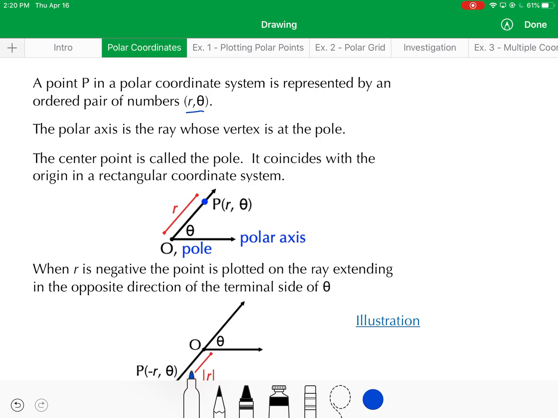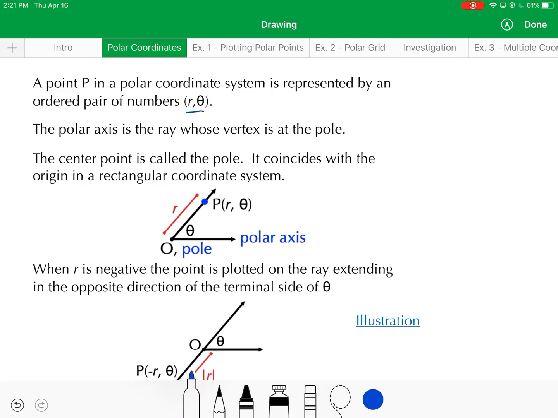When you're in the polar coordinate system, you have what's referred to as a polar axis. It's a ray whose vertex is at the pole, and the pole is your center point. It's really nothing more than the origin. It coincides with the origin from the rectangular coordinate system. So you'll notice in the picture here that you have that point labeled with the letter O. That's your pole. Again, it's just like the origin, and then you have your polar axis, which would correspond to the positive x-axis from the rectangular coordinate system, okay?